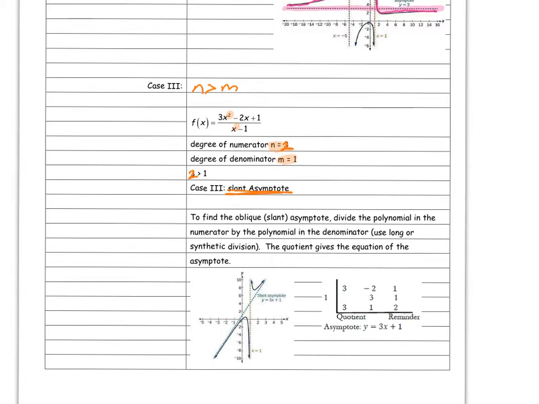Okay. And how do I find a slant asymptote? That's the question. This is the hardest part. I'm not going to lie to you. This is the hardest one. So to find a slant asymptote, I'm going to divide the polynomial in the numerator by the polynomial in the denominator. So I'm going to use long or synthetic division. So I'm going to have to use some of those skills that I learned when we were doing polynomials, long division or synthetic division, and the quotient gives us the equation of the asymptote.